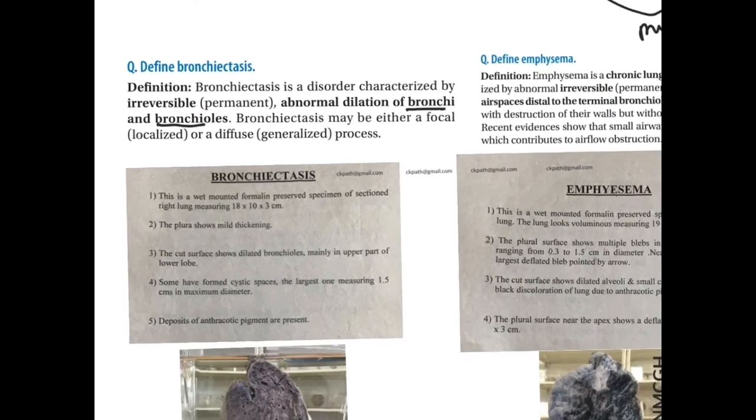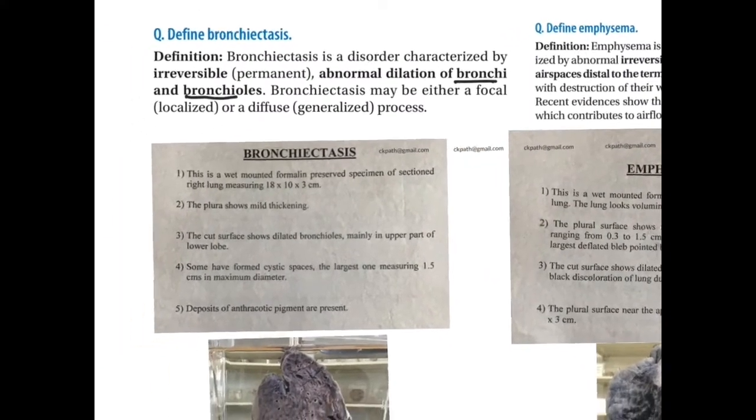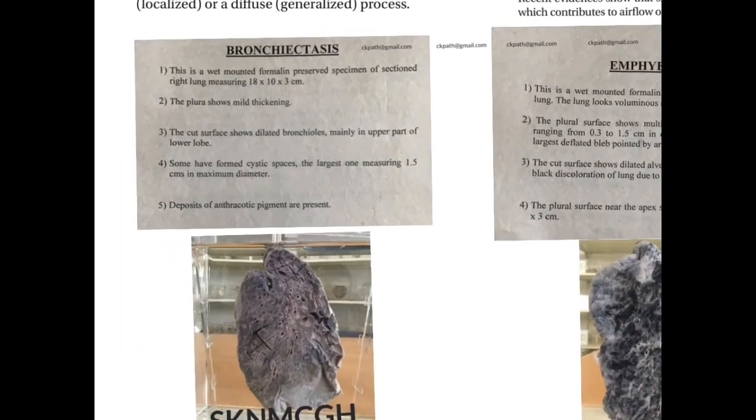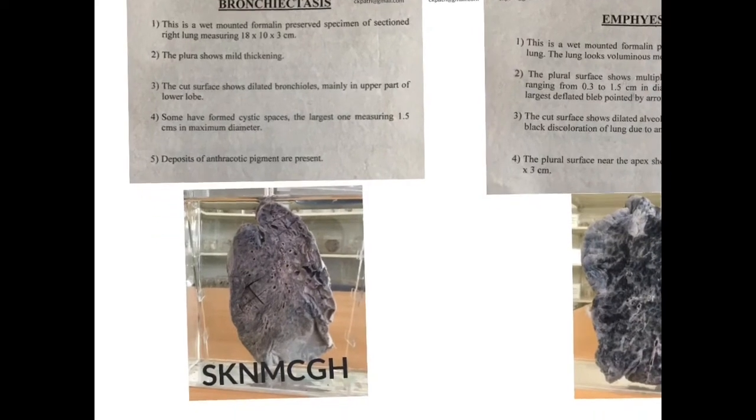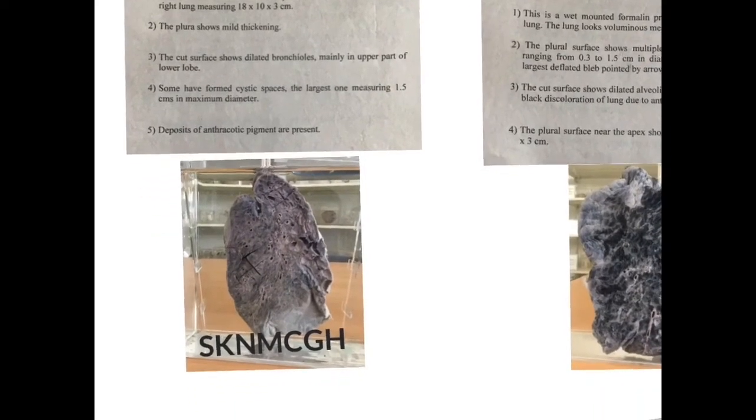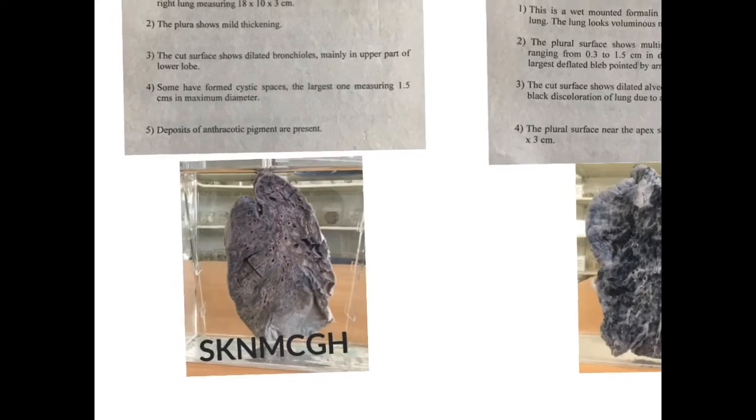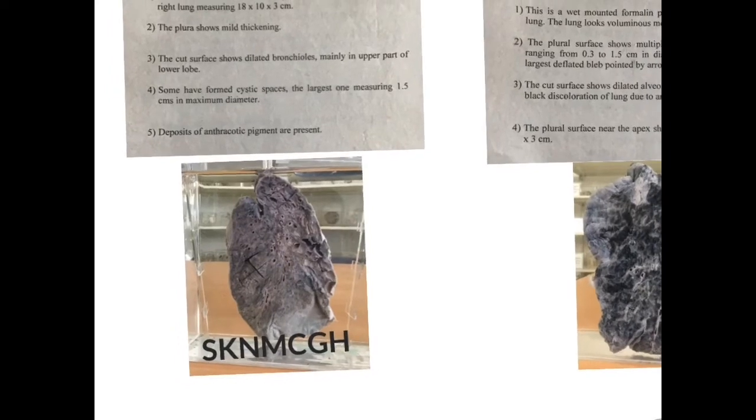Coming to the specimen of bronchiectasis, it is a wet mount formalin preserved specimen measuring around 18 into 10 into 3 centimeter, and the pleura shows mild thickening, whereas the cut surface shows many dilated bronchioles which are in the upper part of the lower lobe and the lower part of the upper lobe, and there is anthracotic pigment deposition also.